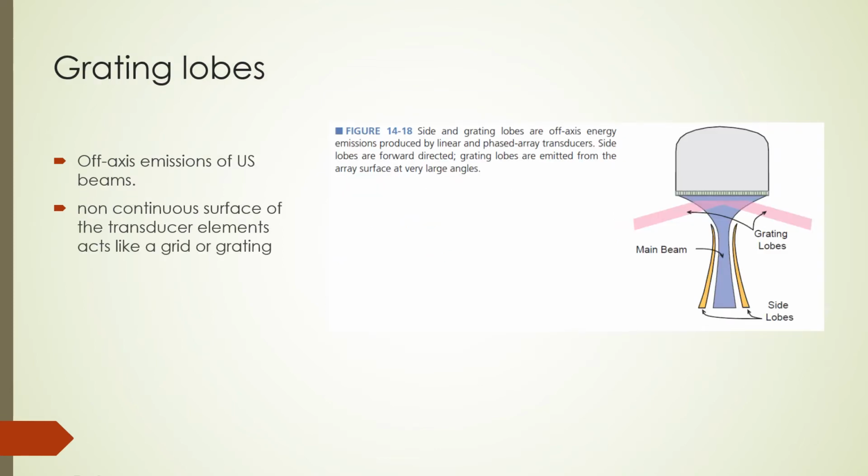For multi-element transducers, because the transducer surface is not continuous or smooth, it acts like a grating to the ultrasound beam produced. The effect is that some of the ultrasound beams are emitted off-axis. These ultrasound beams are called grating lobes and can result in appearance of highly reflective objects in the main beam. So grating lobes are shown here on this image. And the main ultrasound beam is shown, and here are some side lobes.